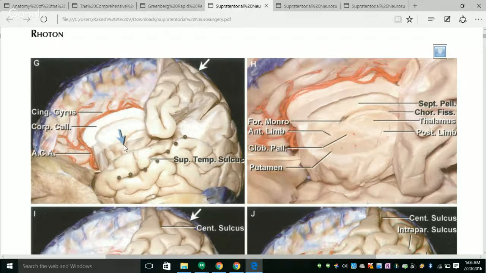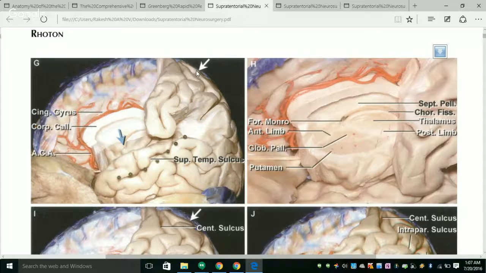This is amazing. The white arrow is located at the site where the upper end of the ascending ramus of the cingulate sulcus reaches the superior hemispheric border. So we can see the cingulate sulcus coming right there on the superior hemispheric border where the white arrow indicates.